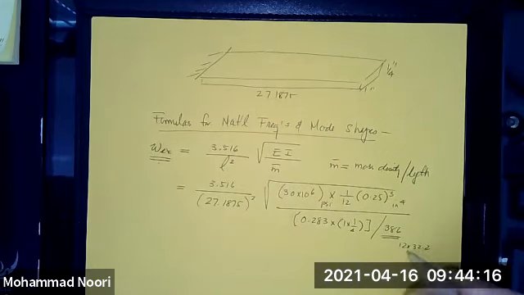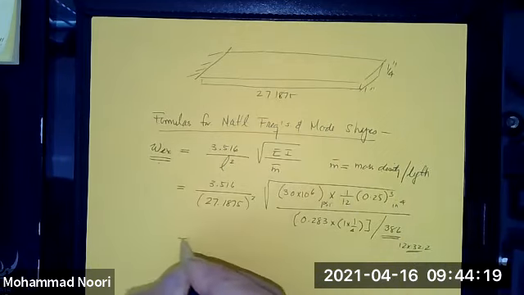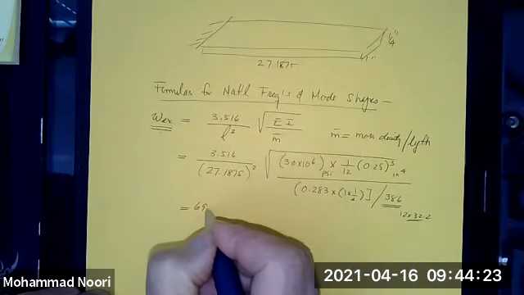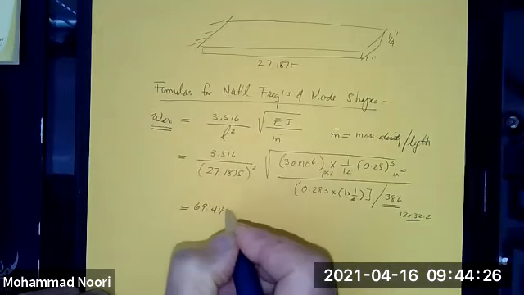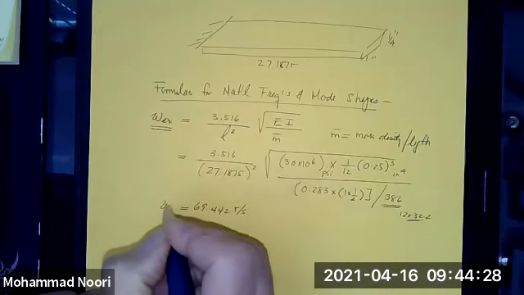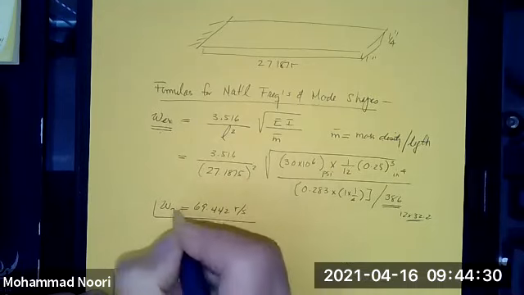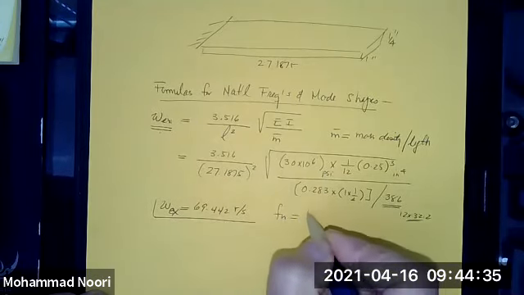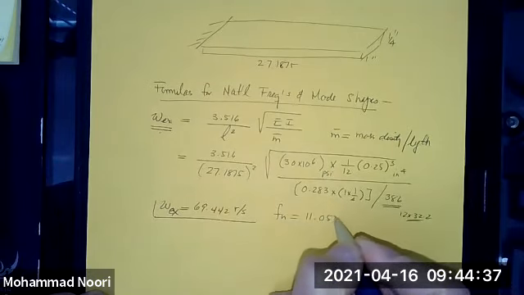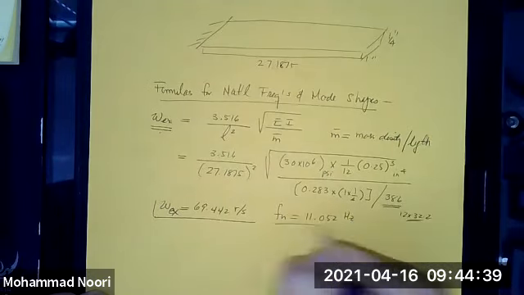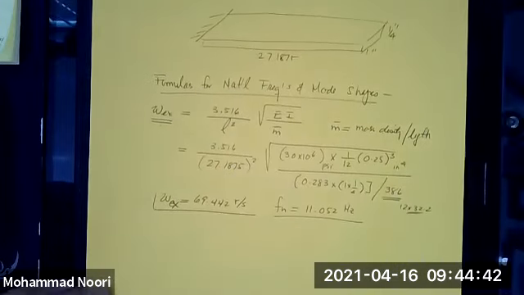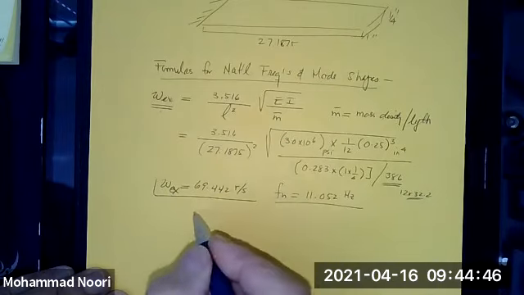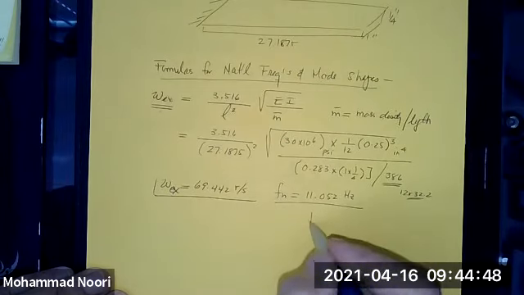I don't like these English units. If you do that, the end result would be 69.442 radians per second, omega exact, or in hertz, 11.052 hertz. Let's use Rayleigh's method for a simple beam like this and see how much the natural frequency would be using that.